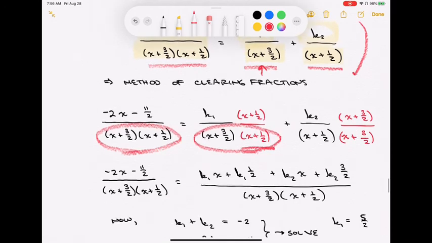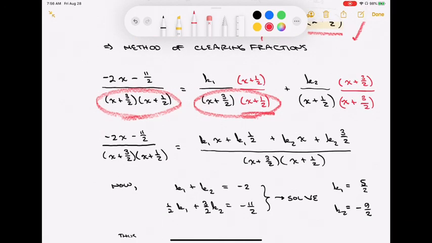I go through all that math and combine terms. What do I end up with? The left-hand side is the same as I expected. It has x plus 3 halves times x plus a half. Because I found the common denominator for these other terms, I get that same piece over here. And now what do I know? I know that the numerators also have to equal one another.